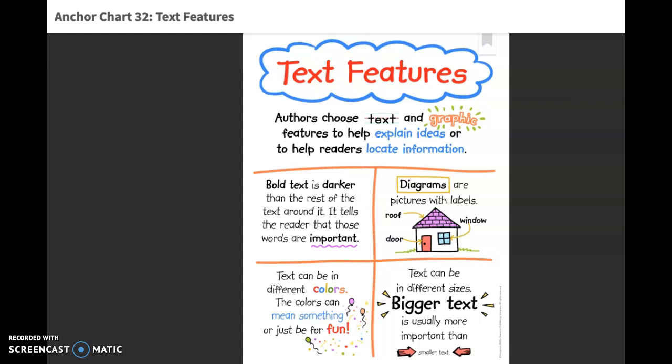Text features are text and graphics that help explain ideas or help readers locate information in a text, such as a book or a magazine.